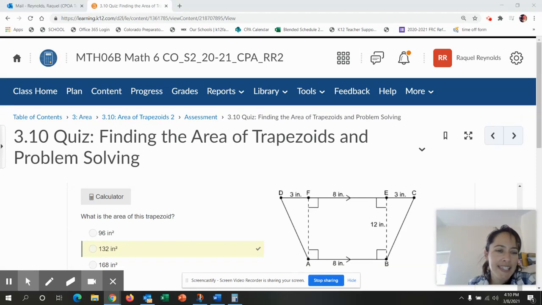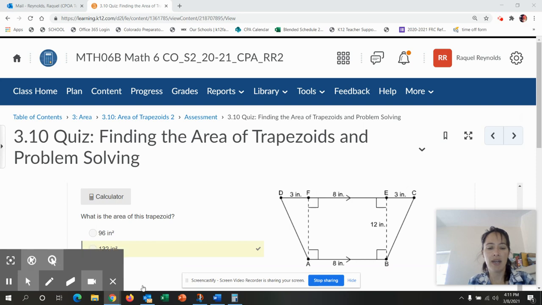On to quiz 310, finding the area of trapezoids and problem solving. All right, here we go. Here's a calculator. How did they find 132? The formula for a trapezoid is 1/2 height times base 1 plus base 2. Then you multiply it. That's where we talk about order of operations and what that looks like.